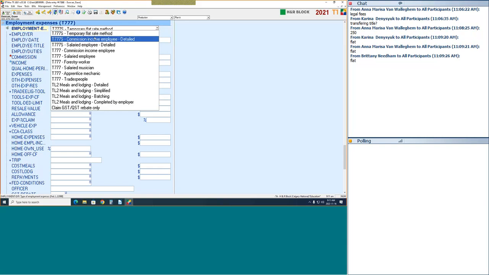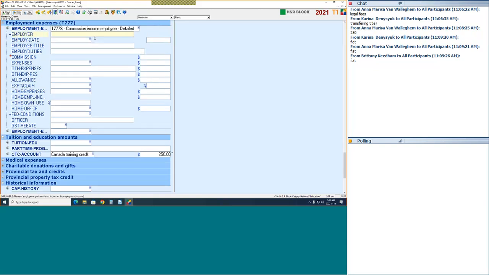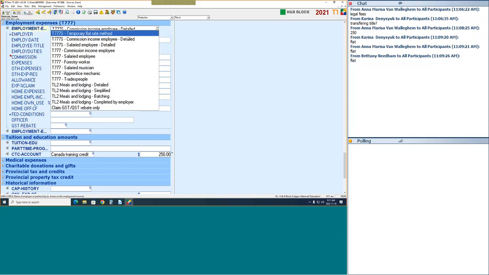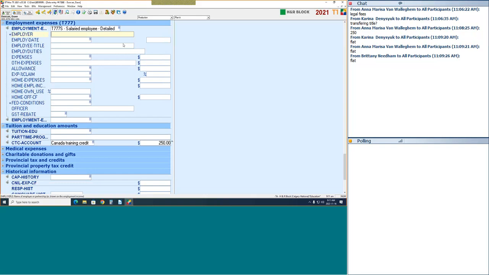I'm going to show you the detailed method first, but I'm not going to have you actually do that one, just to see what it looks like. If you're doing the detailed method, you need quite a bit of information. And I'm going to do detailed method for salaried employee. It's rare in this circumstance that you would do detailed method for commissioned employee. You need to know the extra information connected to that. So I would say that would go to a senior associate.